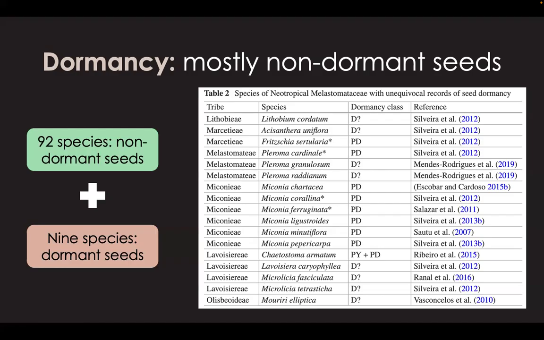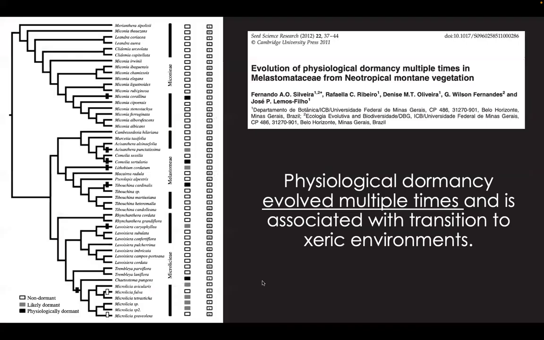And what is interesting in this case is that this was studied more deeply for the Campo Rupestre vegetation. In this study by Silveira and collaborators in 2012, they found that physiological dormancy has evolved multiple and independent times across all the melastome phylogeny.